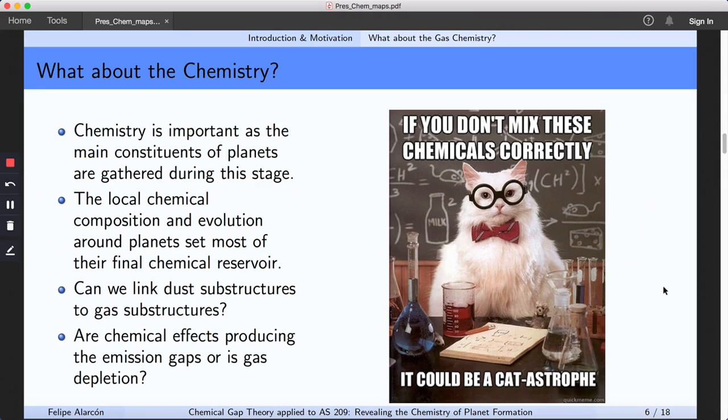So our talk is basically about chemistry. Chemistry will be important because it will end up forming the atmosphere of a planet, the rocky core, and also it will end up forming life too. And that will be linked to the gas, not to the dust substructure. So we wonder whether or not we can link these dust substructures to gas substructures, and what type of chemical effects we can expect out of them.